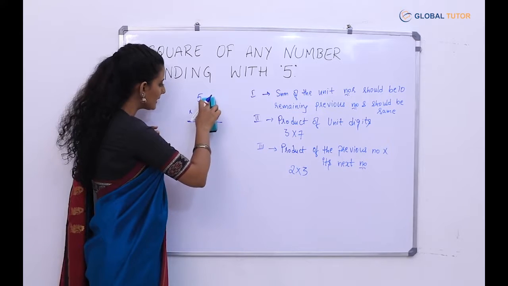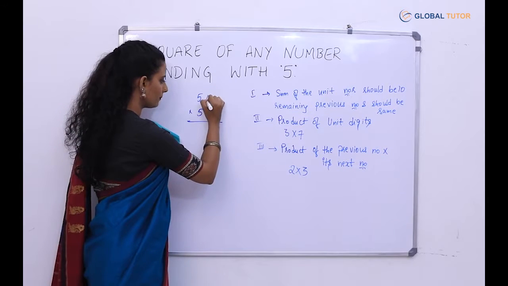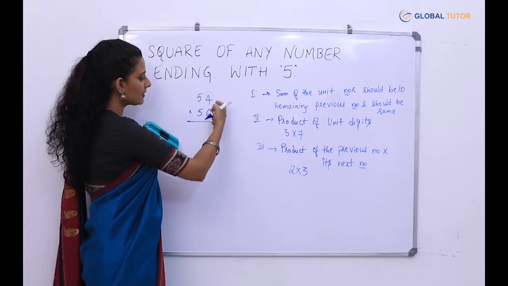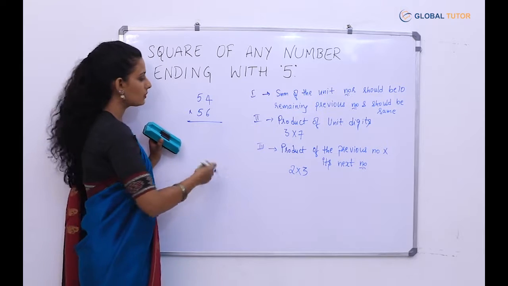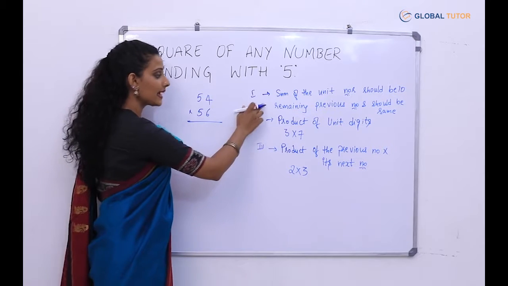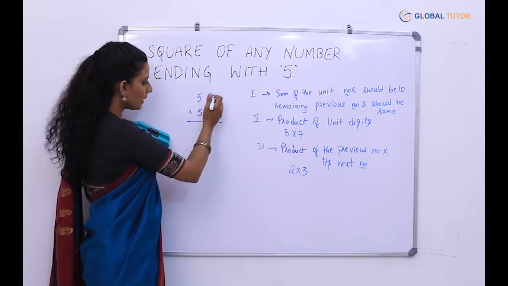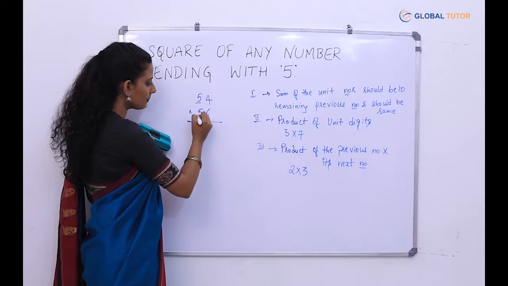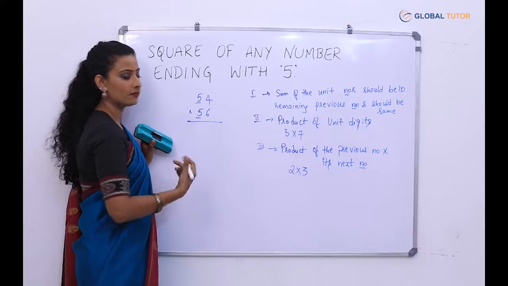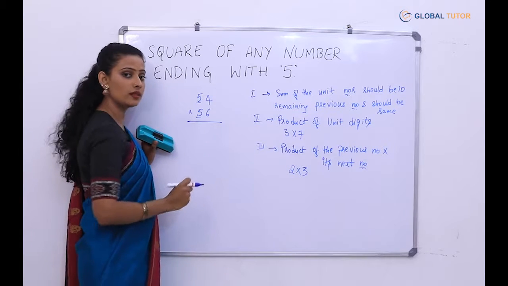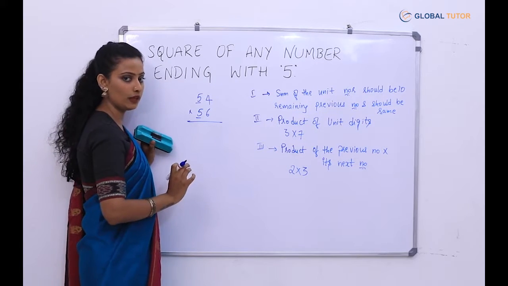So let us see 54. What is 6 plus 4? 10. So we can apply this. What is the second check? Remaining previous numbers should be the same. So apart from 4 and 6, what is the remaining number we have? 5. It is the same in both the numbers, hence we can apply this formula.